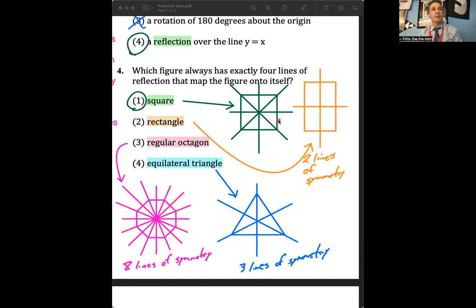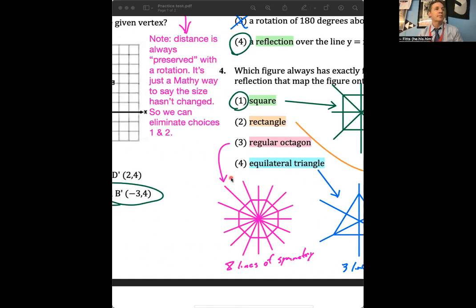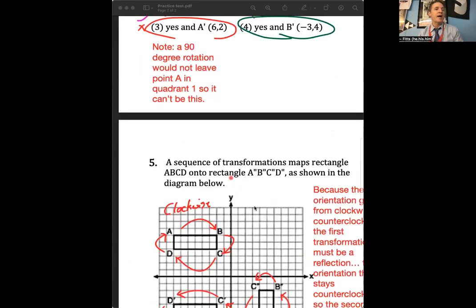But a square does have 4 lines of symmetry. It has these 4 here. So 4, that's a regular polygon. A square has 4 lines. Okay, making good progress.